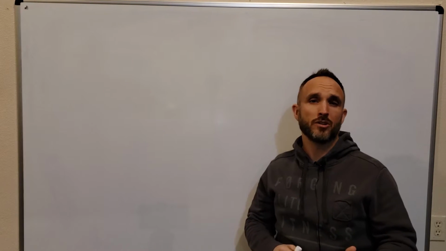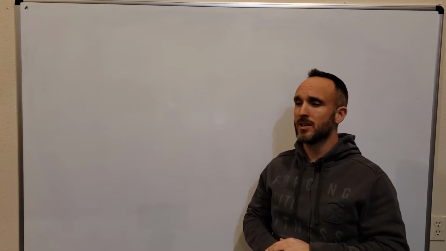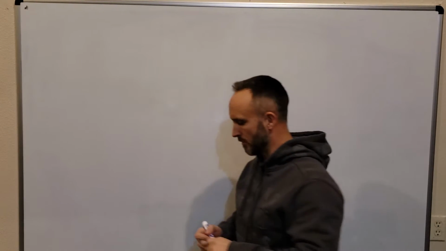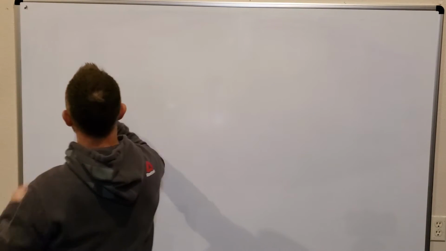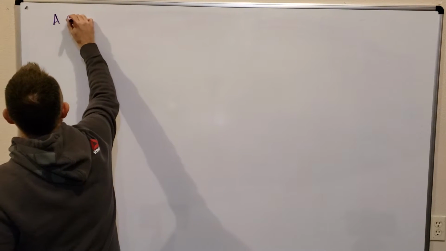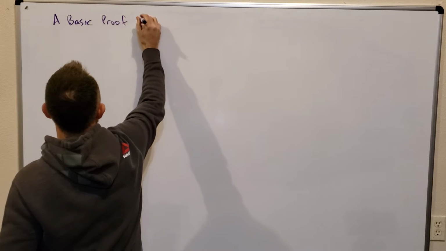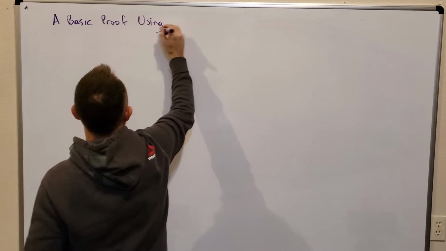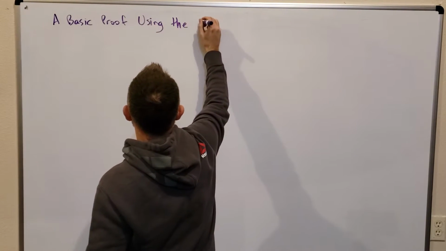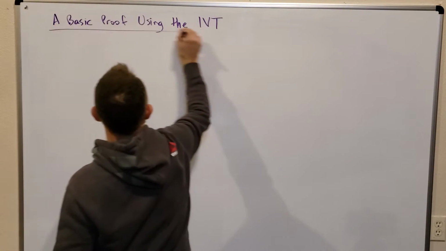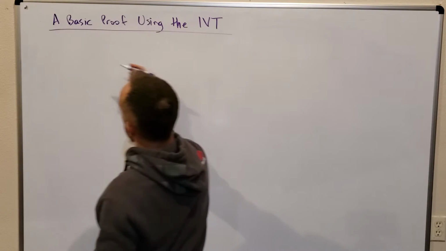I want to help you get a better understanding of the intermediate value theorem. We'll do that first by doing a very basic proof using the theorem. So we'll just call this a basic proof using the intermediate value theorem. Okay?